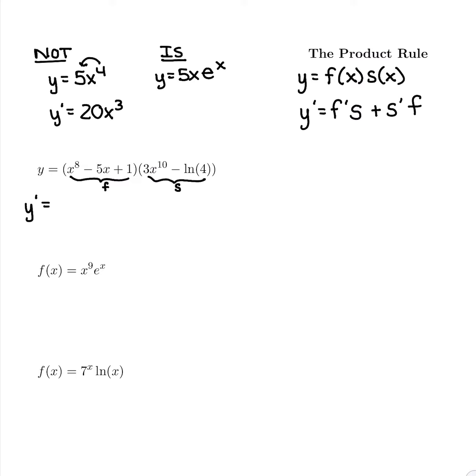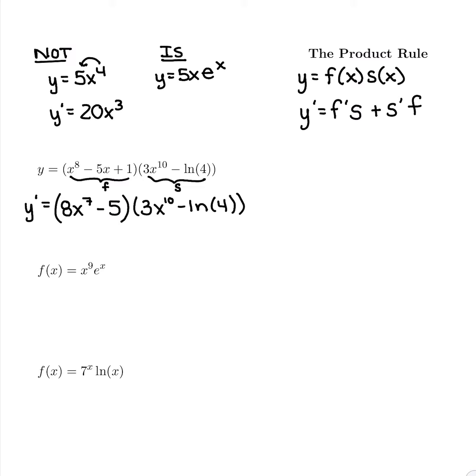So taking the derivative of the first here, x to the eighth is 8x to the seventh. Derivative of negative 5x is negative 5. And derivative of 1 is 0. It's a constant. There's the whole derivative of the first factor, and that gets multiplied by the original second: 3x to the 10th minus ln of 4.